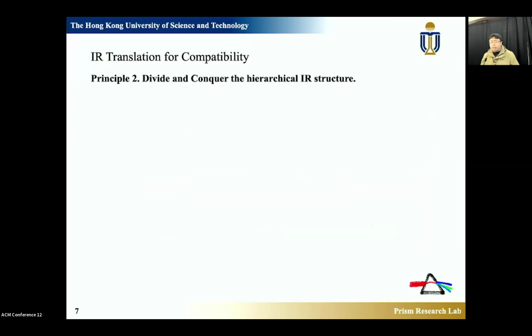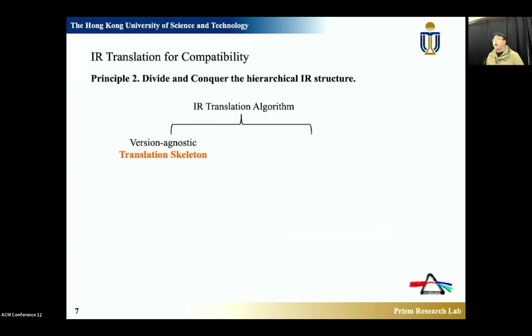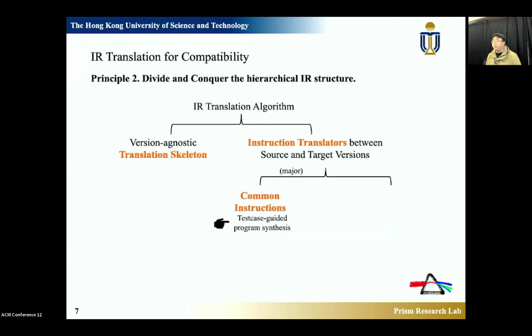And for such a translation algorithm, our second principle is to adopt the divide and conquer strategy for the hierarchical IR structure. As I mentioned in our study, we found most of the structure in the IR code remains unchanged. So we can design a version-agnostic skeleton that can translate all the IR constructs except for the instructions. And for the instruction part, most of them are common across different versions. So in this case, we can adopt the program synthesis technique to achieve the automatic translation.